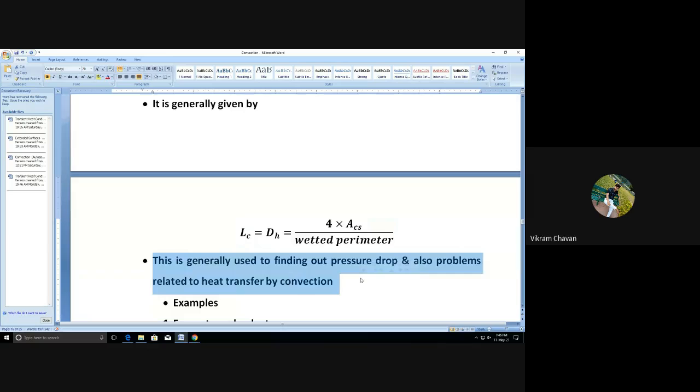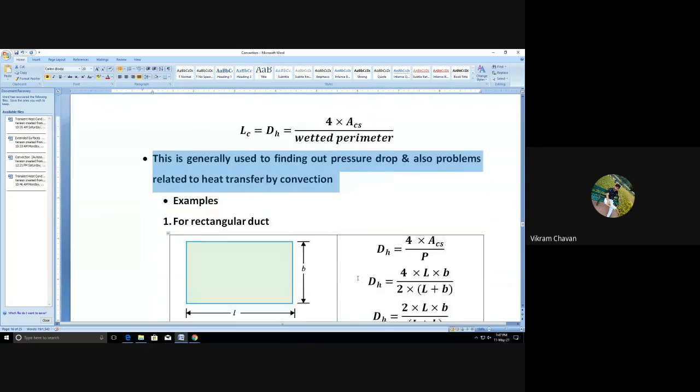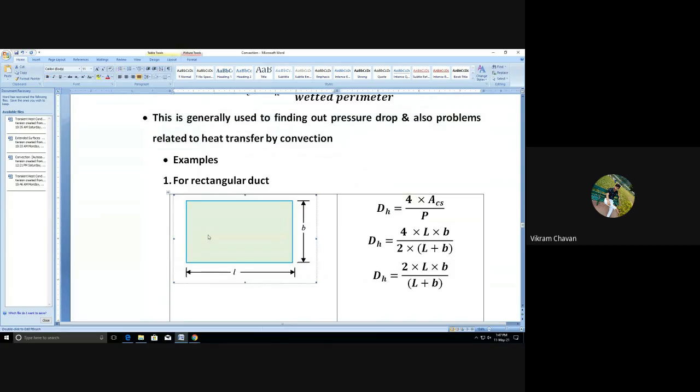So next line, write down: this is generally used for finding out pressure drop, and also problems related to heat transfer by convection. Okay, so examples, first one, rectangular duct.